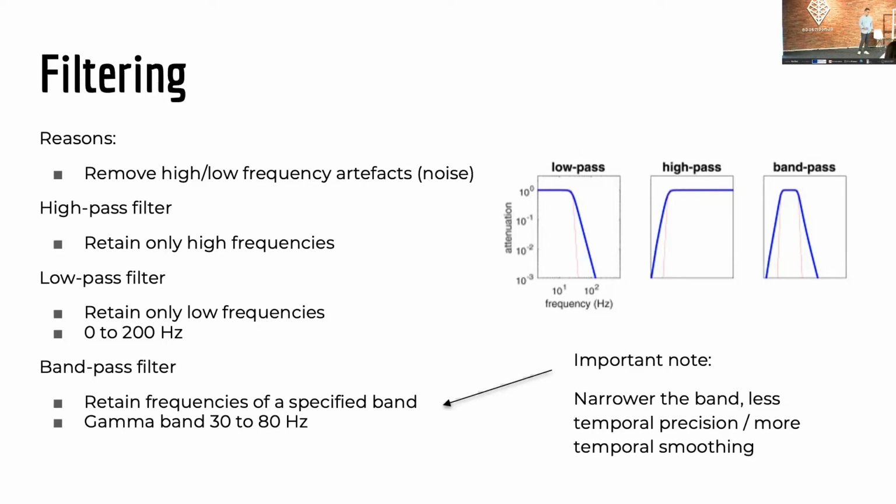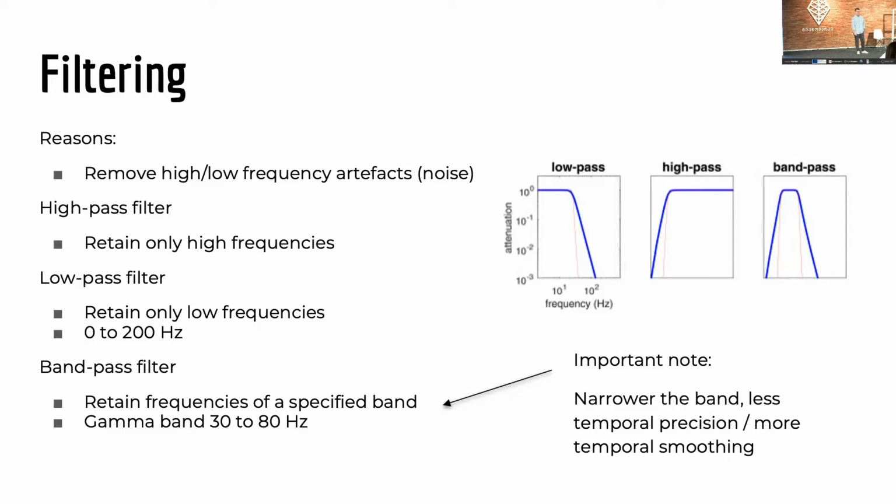So there is a high-pass filter, low-pass filter, and band-pass filter. So what does the high-pass filter do? It retains only high frequencies. By analogy, the low-pass filter retains only low frequencies. For example, you could go from 0 to 200 hertz and retain only those frequencies.